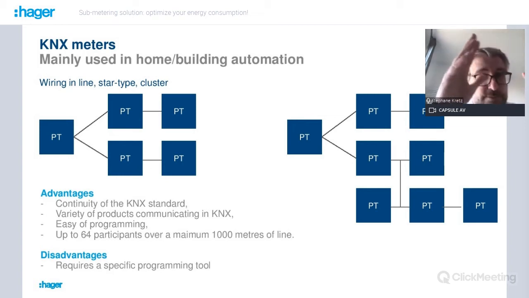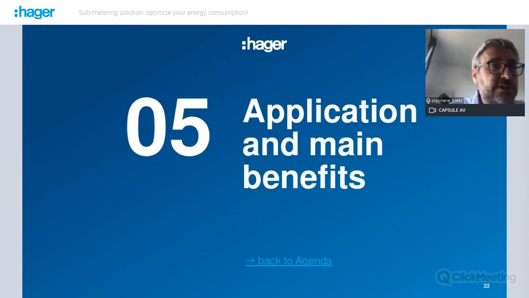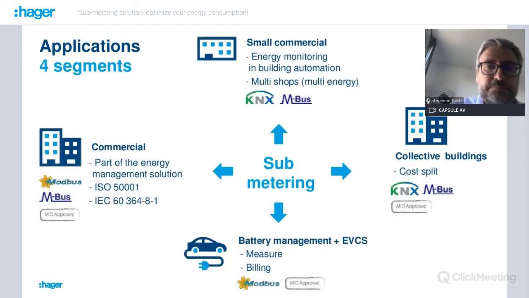Okay, now that we have, I think, a global picture concerning why I need to measure, what I need to measure, what the application is, and what the communication is, I suggest to see more precisely, or perhaps more globally, the application and the main benefits for these different kinds of metering and communication. I will split that into different market segments.